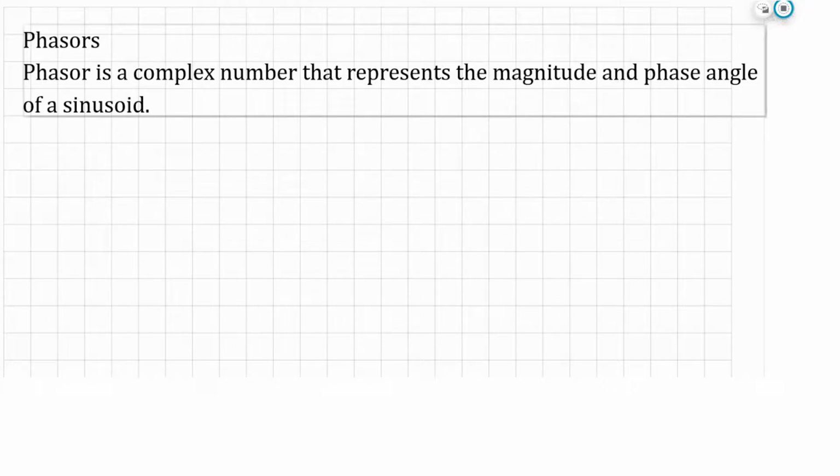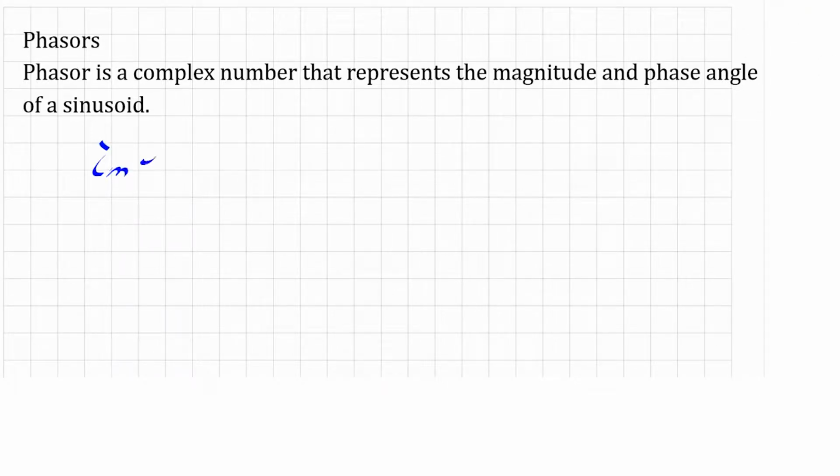A phasor is a complex number that represents the magnitude and phase angle of a sinusoid. For example, we have Im e to the j phi. That's a phasor that represents the amplitude and phase angle. So we use a bold-faced I to represent this as a phasor. Now, for handwriting, it's hard to make a bold-faced, so I'm going to use a double strike to represent a phasor.